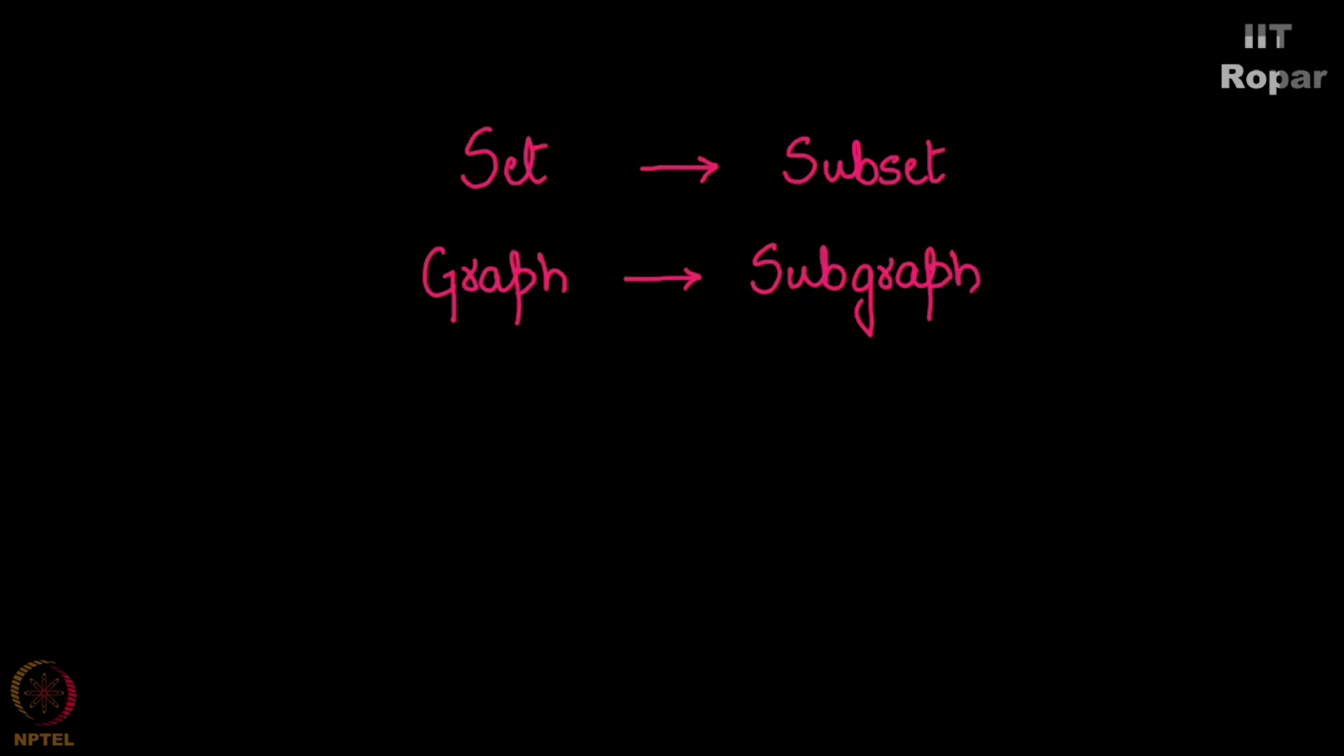In week 2, we had seen what is a set and what is a subset. We took a few elements from the set and formed what is called the subset. It was a substructure, right? Then we moved ahead and studied graphs. We selected a few vertices and a few edges from the original graph and formed what is called the subgraph. We had a graph, we got a subgraph. We had a set, we got a subset.